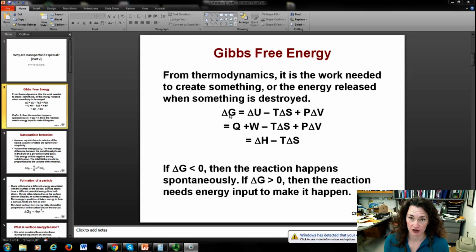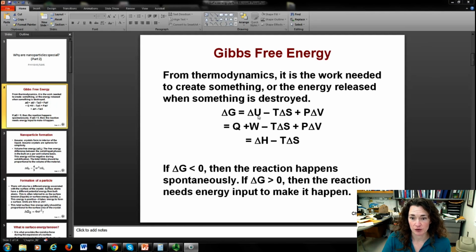and you can see whether or not a process is going to happen spontaneously by looking at that changing value. Now, you can define the Gibbs free energy change delta G in terms of the change in the internal energy of the system from thermodynamics, which is delta U, minus T, the temperature, times delta S, the change in entropy, plus P, the pressure, times the change in volume. So that's the equation for the Gibbs free energy change.